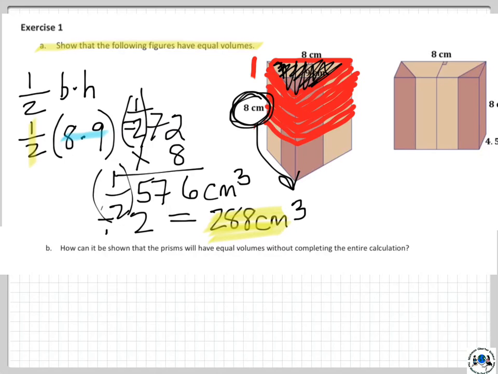Heck of a lot easier than having to remember all different kinds of formulas. Anyway, so there we go. We have 288 cubic centimeters. Now we take a look at this one, a little bit easier, because all we need now is base times height, then times the actual height of it again.